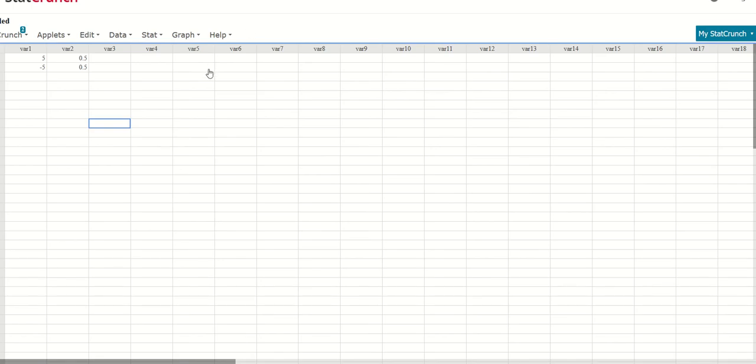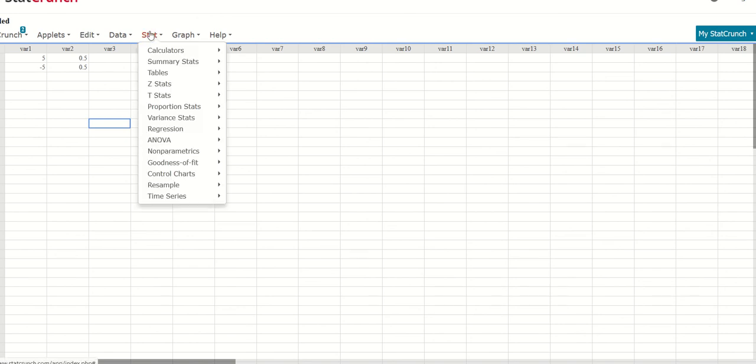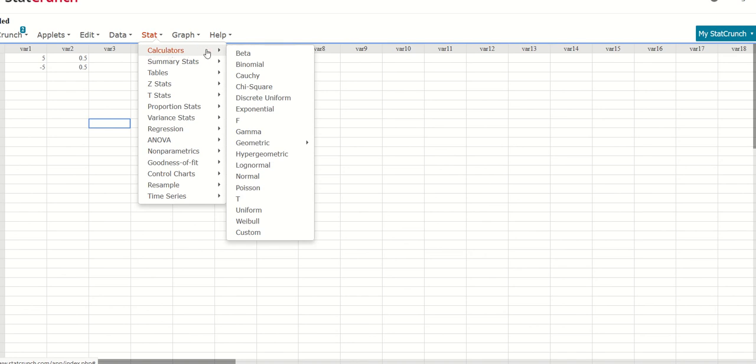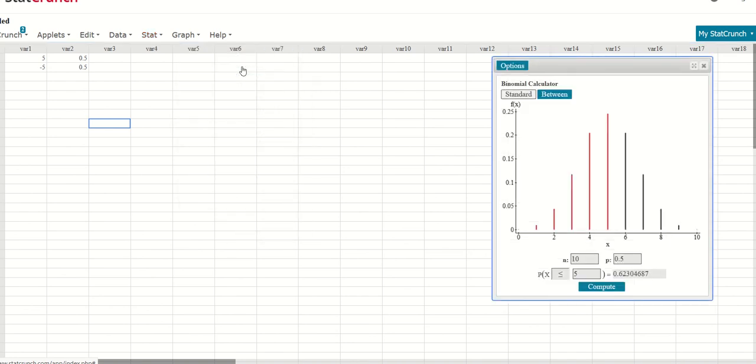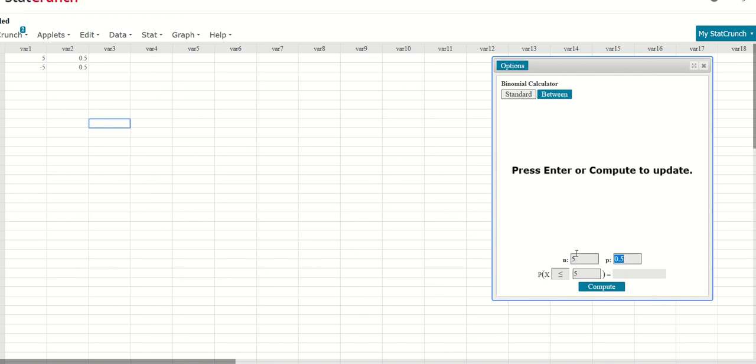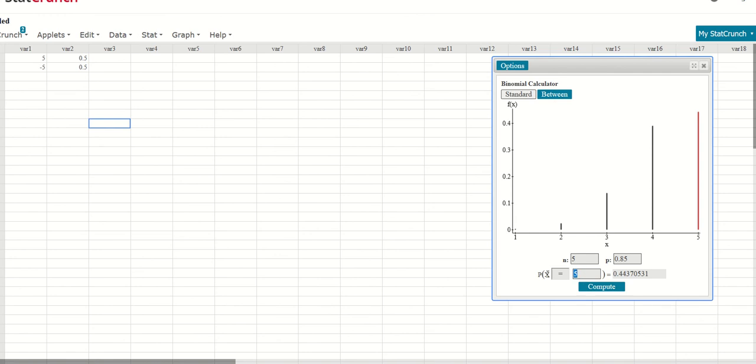Of course, you can also use StatCrunch to solve the same problem. So you will go to Stat, Calculators, and Binomial. Here for n, we have 5, right? And for p it is 0.85. And we want to find the probability of X equals 3. That will give you 0.138178, and so on. So that's how you find binomial probability using StatCrunch.